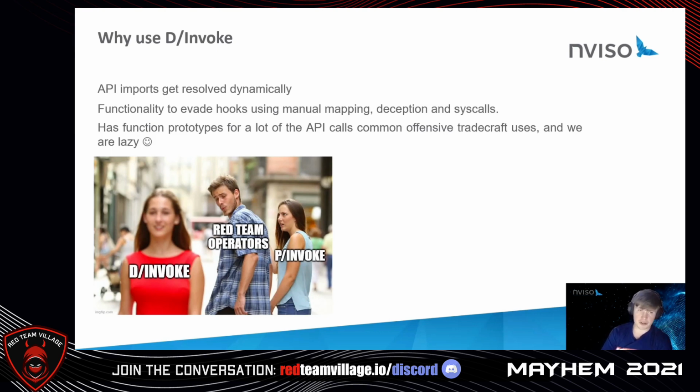And it has function prototypes already built in for a lot of the API calls that we commonly use in offensive tradecraft. So we can be lazy. We don't have to manually import, or manually specify, those function signatures anymore, because they're already baked into the Invoke framework. So that makes it something that we can leverage if we are pretty lazy. And let's be honest, we are all a bit lazy, I think.